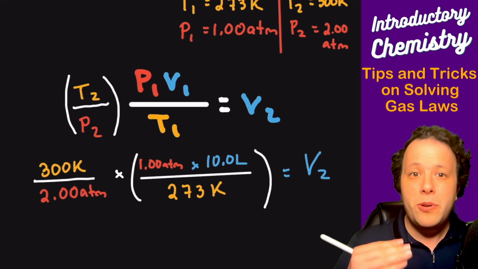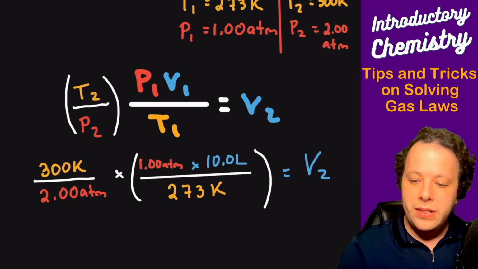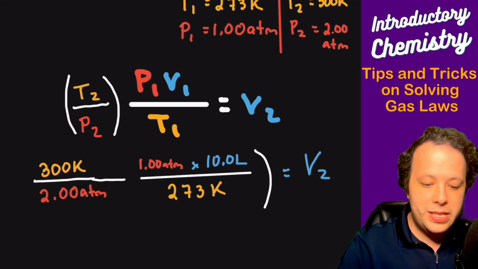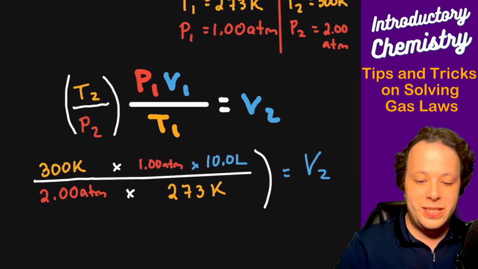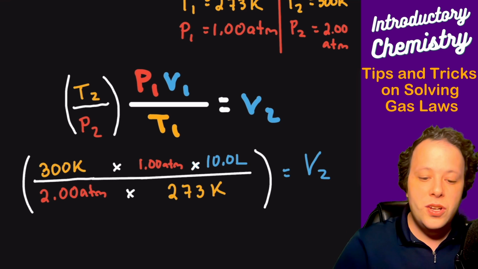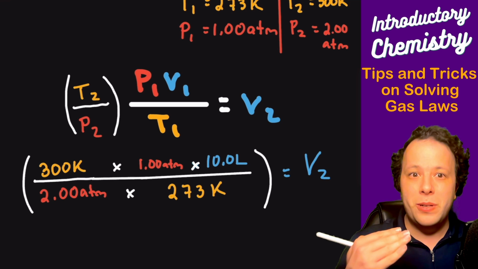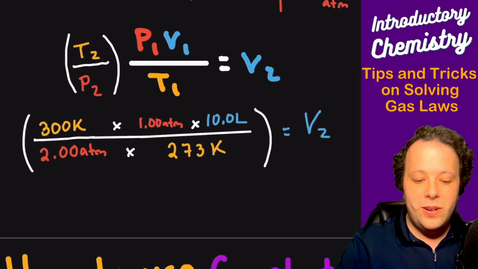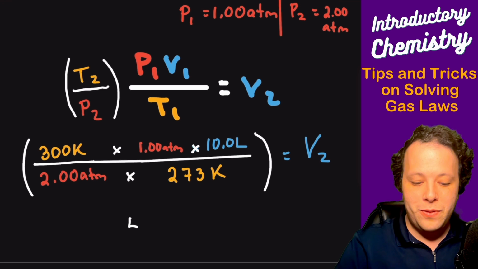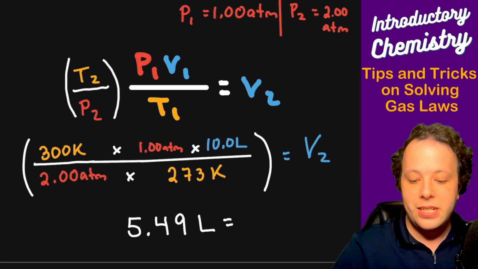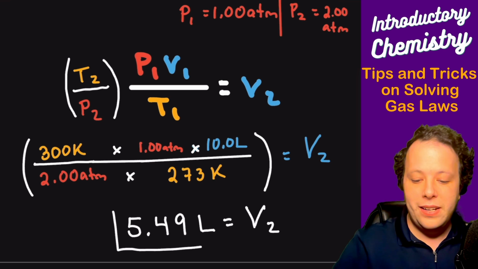So once we put that all in our calculator, we can also put all this together if it helps you see that all this is one big fraction, just like this. We'll just multiply all those little pieces. So the top is 300 times 1 times 10, and then we're going to divide that by 2 times 273. And when all of that happens, what we will get for volume 2 is 5.49 liters is equal to the second volume.